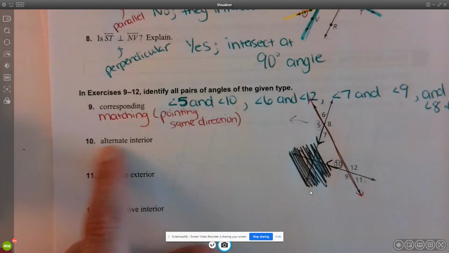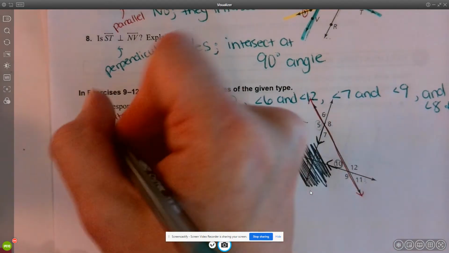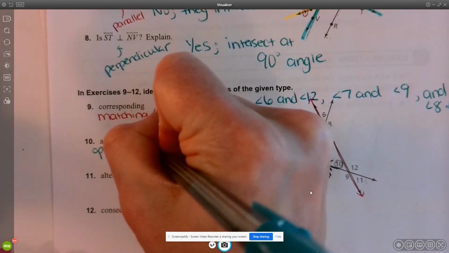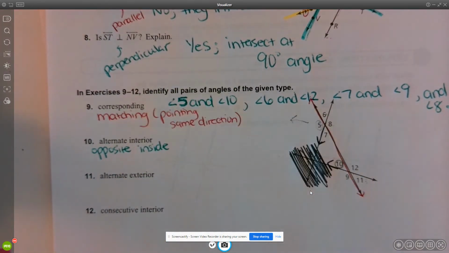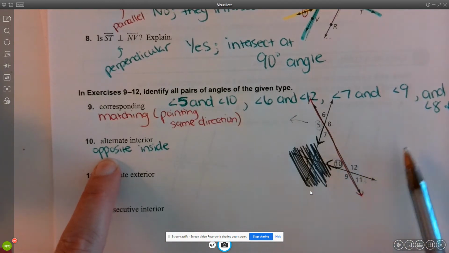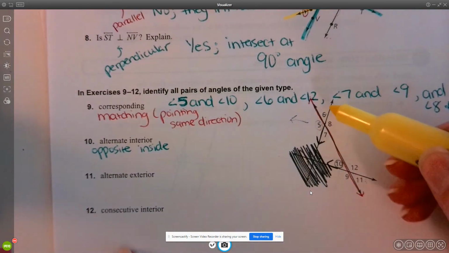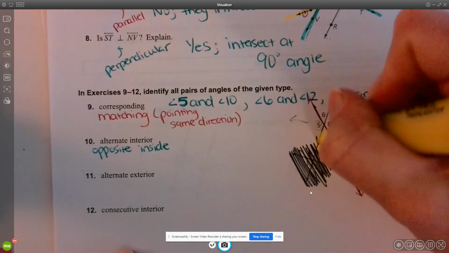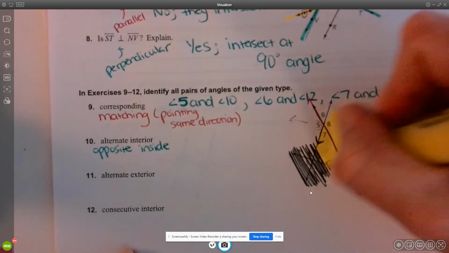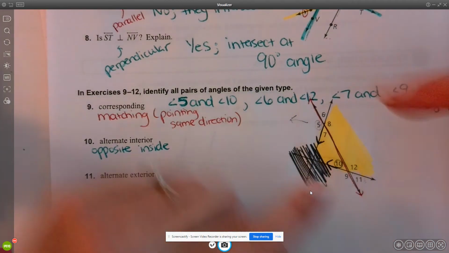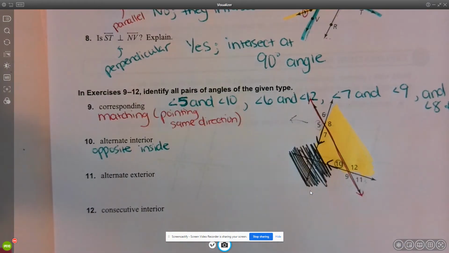All right, now we've got to identify alternate interior. Another word for alternate is opposite, and interior means inside. So we're looking for angle pairs that are on opposite sides of the transversal that are both inside my 2 other lines. So I'm going to first highlight the interior space. So here's our 2 lines. The interior are all the angles that are inside those 2 lines. The exterior would be everything outside.